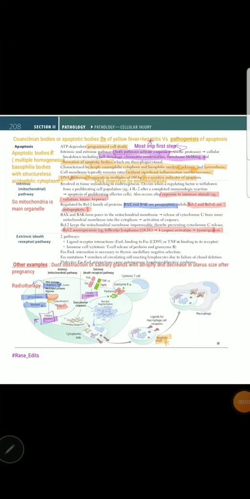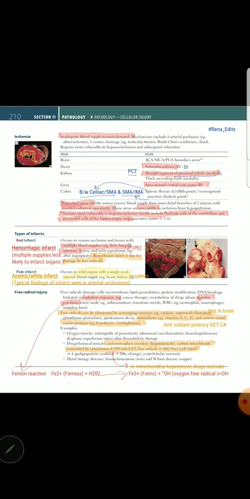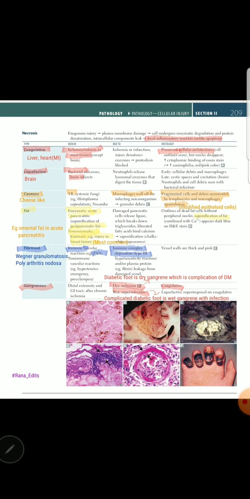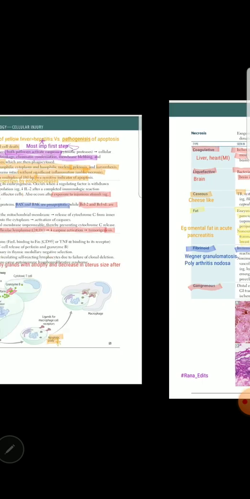Bismillahirrahmanirrahim. Today's topic is on a few very related topics like apoptosis, necrosis, and ischemia, types of infarcts, and free radical injury. All are interrelated, so I have covered them together. First, we'll do apoptosis, and we need to differentiate it from necrosis on the next page.